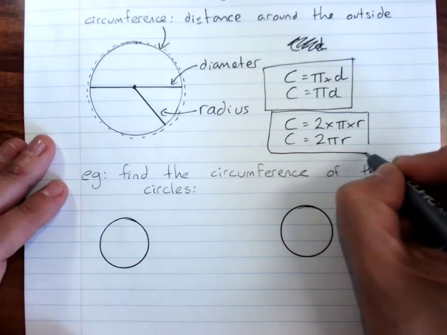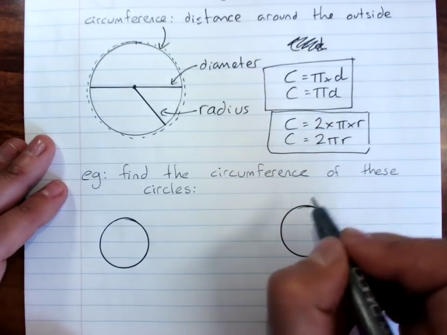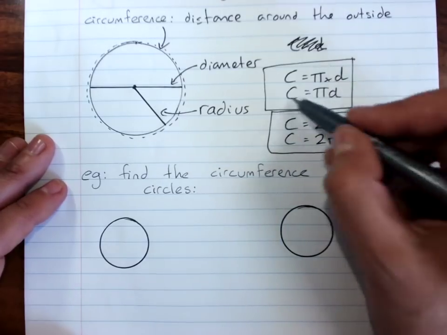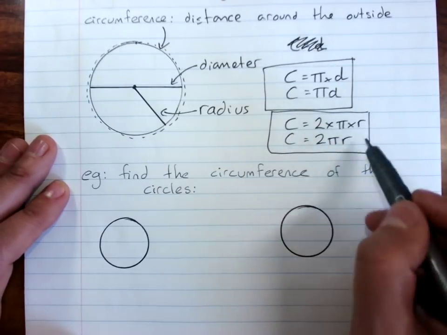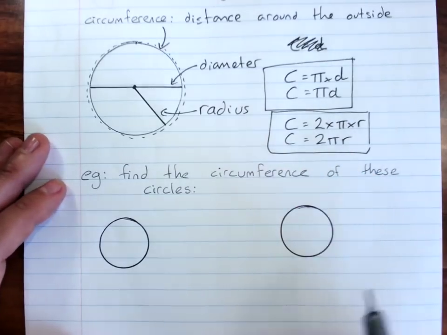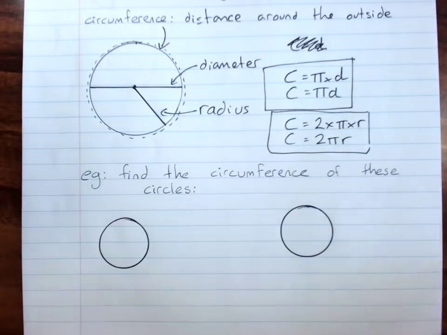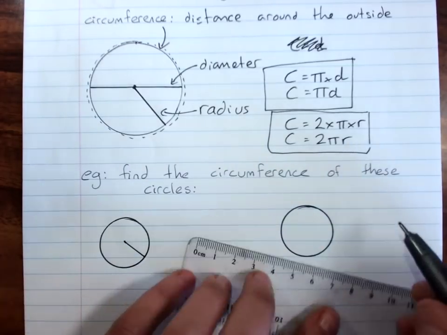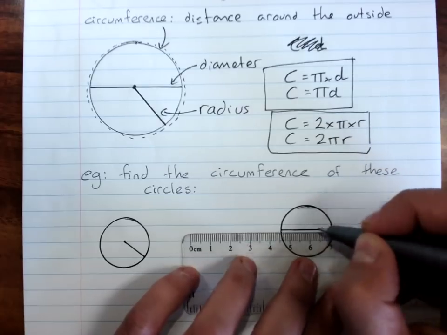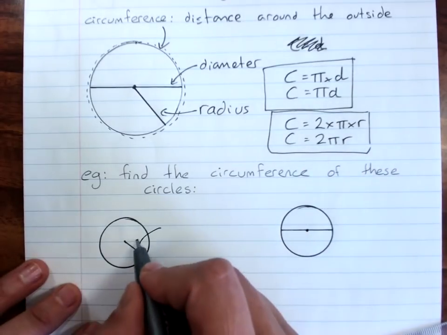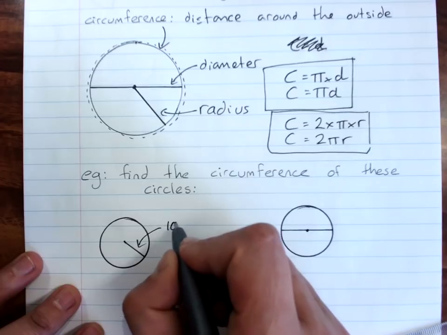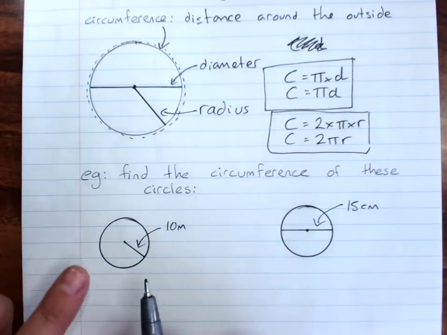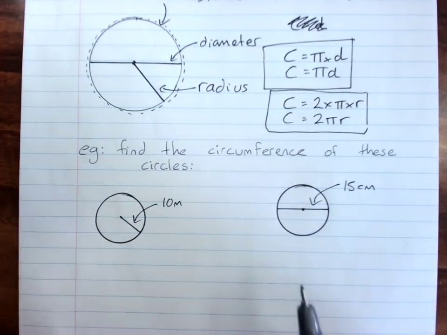They're exactly the same thing, because 2 times r gives me the diameter. So it's just whichever one you choose. If you've got the diameter, you can use this formula. If you've got the radius, you can use this formula. I said find the circumference of these circles, and then I forgot to write in the measurements. So I'm just going to put the measurements in now. In this circle I've got the radius, and in this circle I've got the diameter.